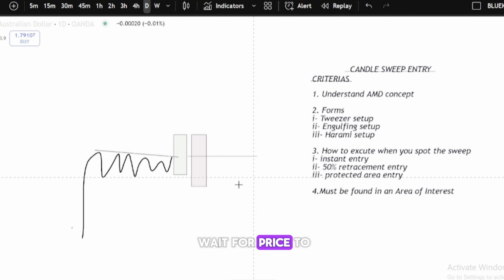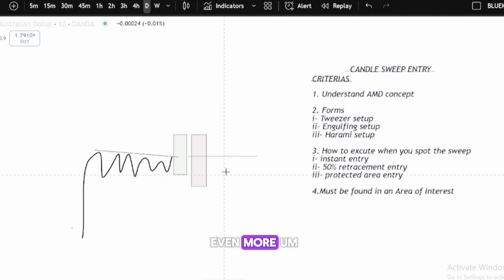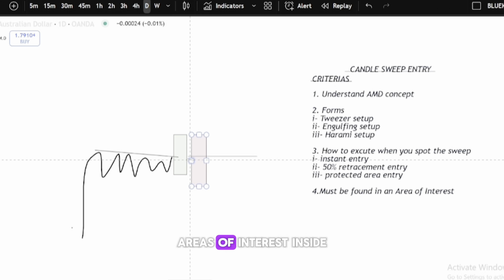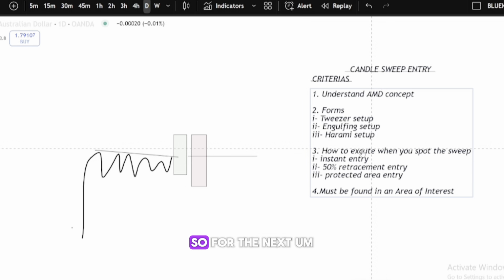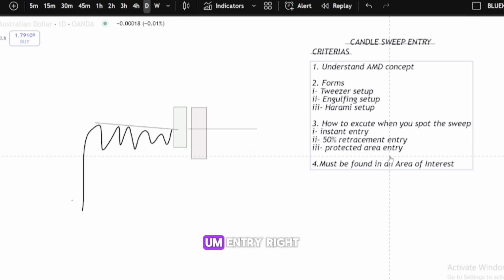So you just want to wait for price to retrace back to touch your 50% area. Sometimes you can go into lower time frames and you would see even more areas of interest that align with the 50% for you to take your entry, right? The next one is called the protected high, or the protected area entry.